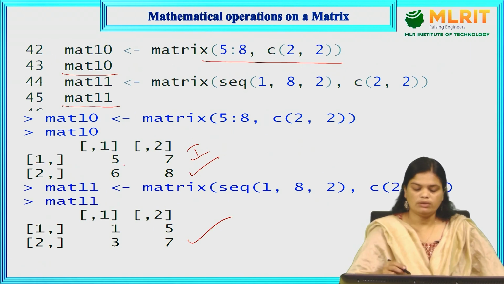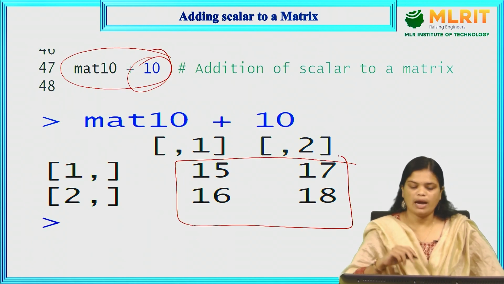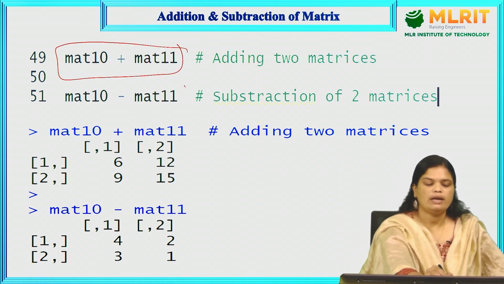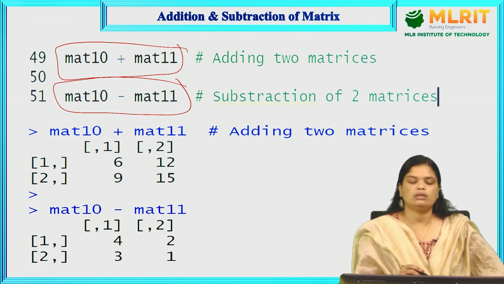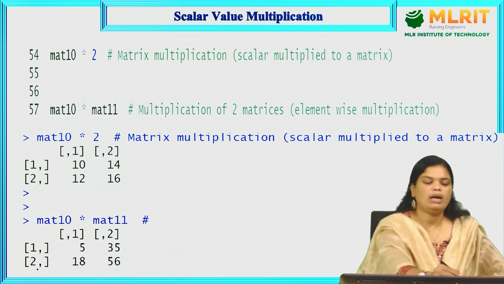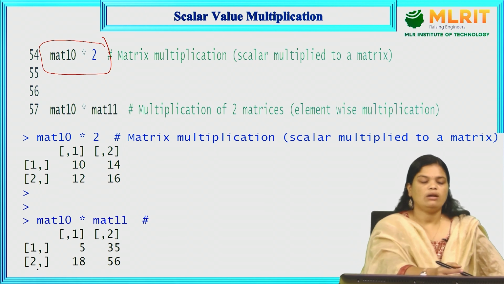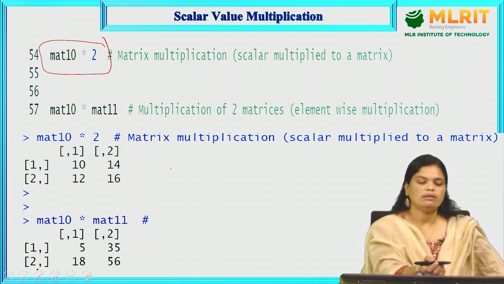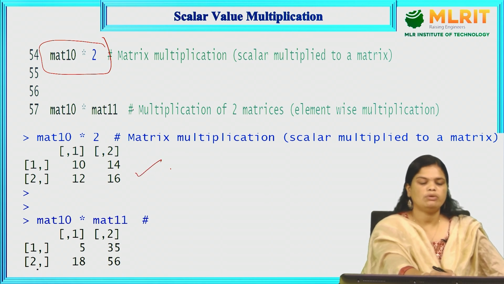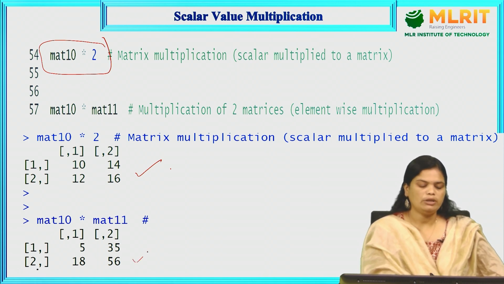This is the output before applying the function. After applying the function, you will be getting 10 added to each and every element of mat 10. Like that, you can add 2 matrices and subtract 2 matrices. You can apply all the arithmetic operations on the matrices. Observe the outputs here. And you can multiply any scalar value with a matrix. I am multiplying 2 with mat 10, and here I am multiplying mat 10 with mat 11. Look at the outputs. This is the output for multiplying a scalar value 2 with mat 10, and here I am multiplying 2 different matrices.